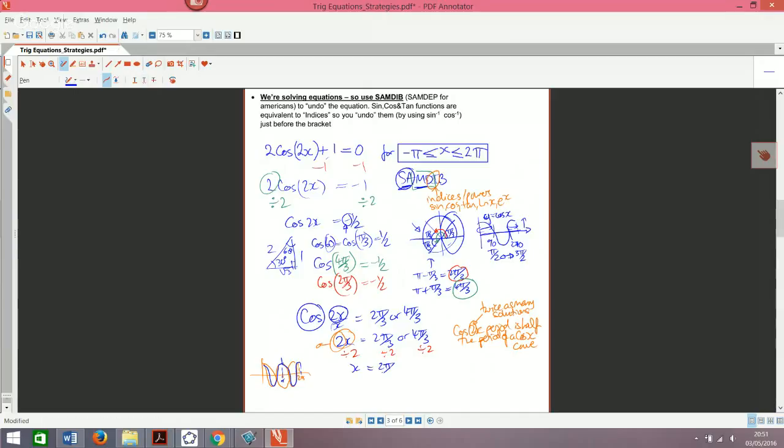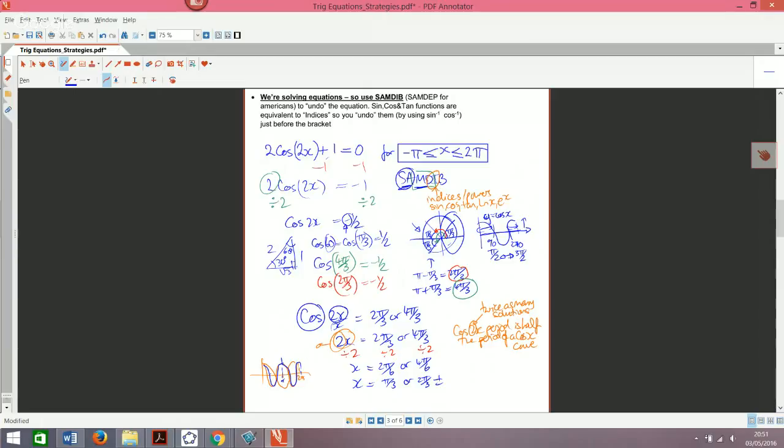And that gives me 2 pi over 6 or 4 pi over 6. And if I simplify both of those, I get pi over 3, because 2/6 is the same as a third, or 2 pi over 3, because 2/3 is the same as 4/6. So I've got those two solutions, and then I mustn't forget plus or minus.